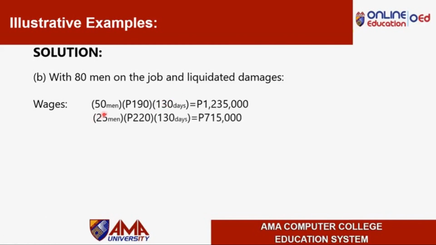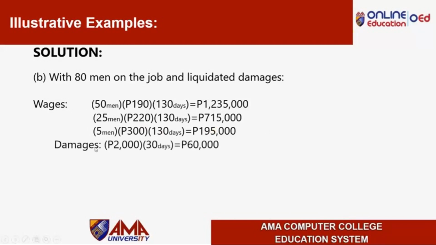Then for 20 men with 220 pesos salary per day, multiplied by 130 days, the total is 715,000. And for 5 men with 300 pesos per day salary, multiplied by 130 days, equals 195,000. Okay, but we also have the damages, since I mentioned earlier that we already exceeded the required 100 days.